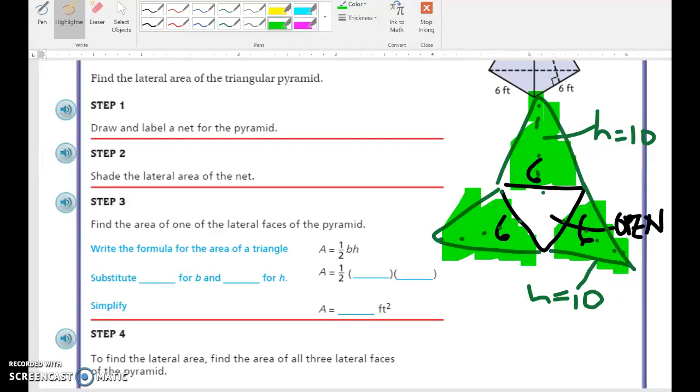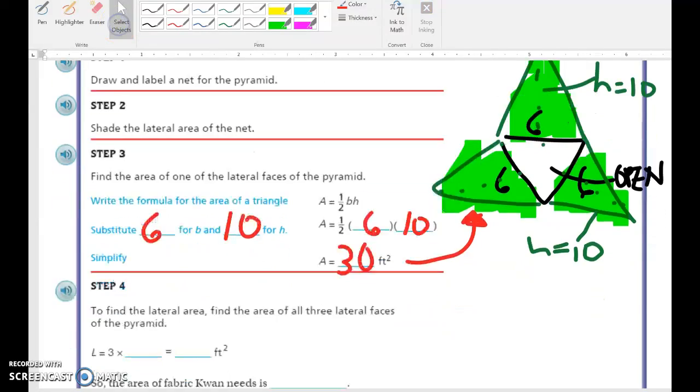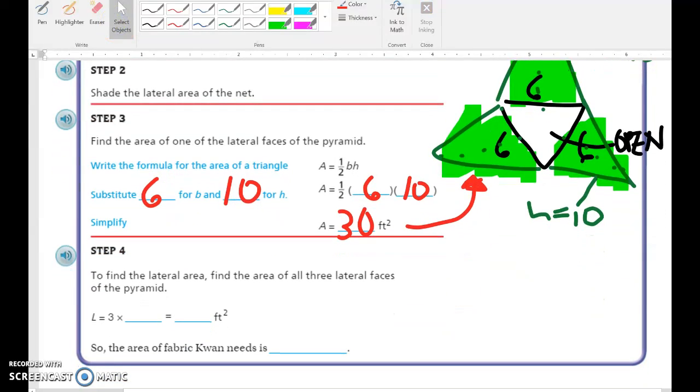So what is the base times the height? Well, 6 is the base, 10 is the height. Half times 6 times 10, that's 3 times 10, that's 30. So each triangle has an area of 30 square feet. Now, how many triangles do I have? I have 3 triangles, right? So 3 times 30 is 90 square feet. So the area of fabric that Kwan needs is 90 square feet.